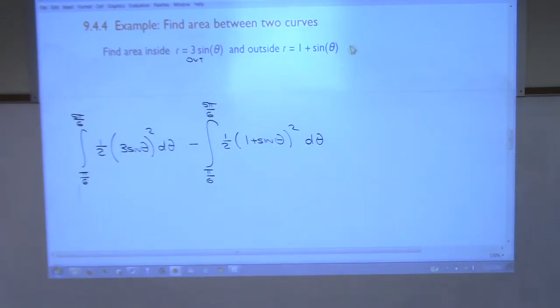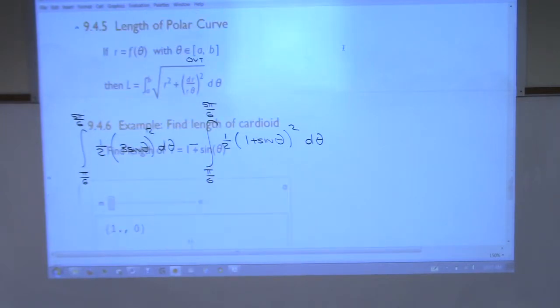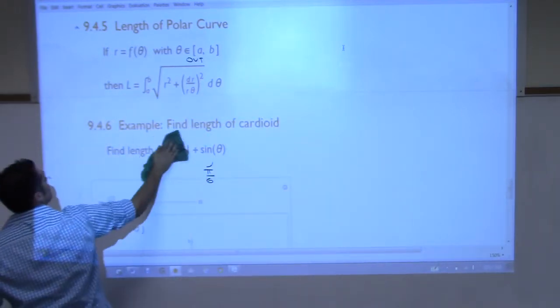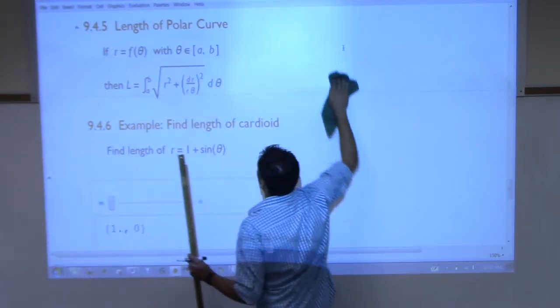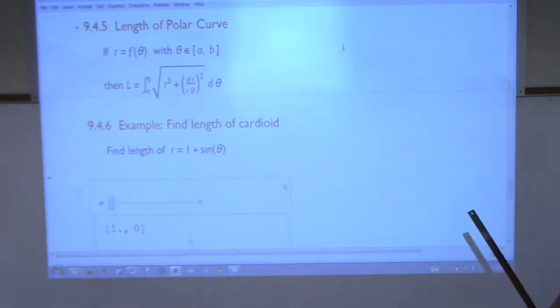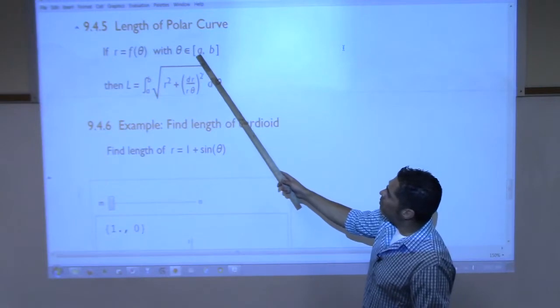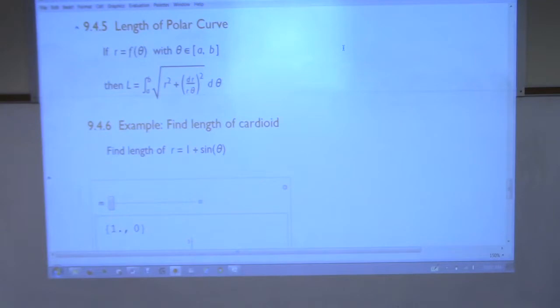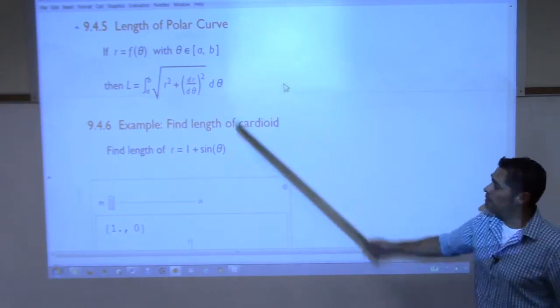Okay. Last thing, arc length of a polar curve. So there's a formula for arc length. We will not derive the formula, but that's what it is. If you have a polar curve restricted on an interval from a to b, the length of that curve is the integral from a to b of the square root of r squared plus (dr d theta) squared, d theta. That's supposed to say dr d theta, not dr r theta. Typo.